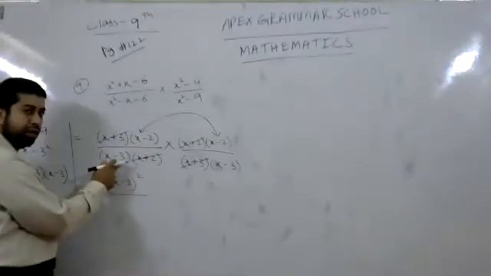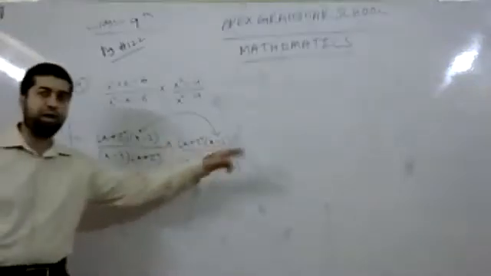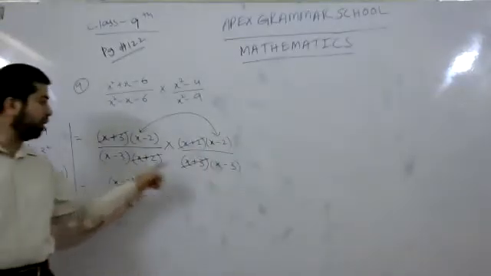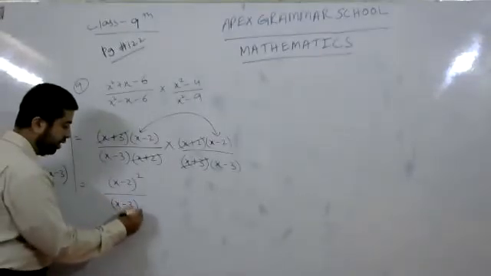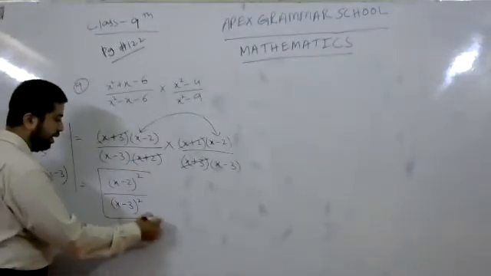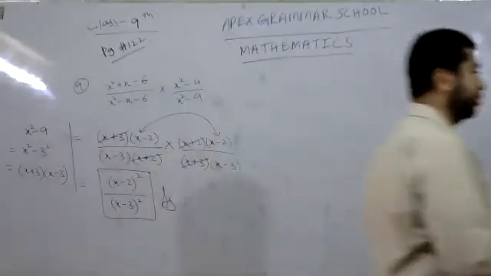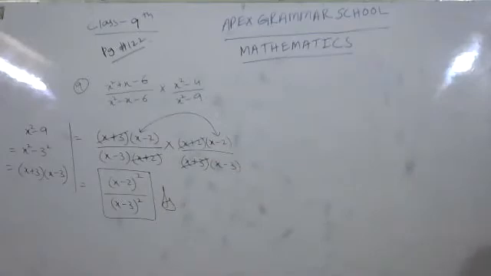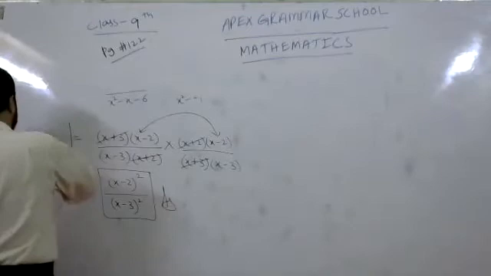And this x minus 3 is going to multiply with this x minus 3, because numerator can multiply to any numerator and denominator can multiply to any denominator. That is x minus 3 whole square. And that's it. This was the only question. Now for part 10, question number 10.